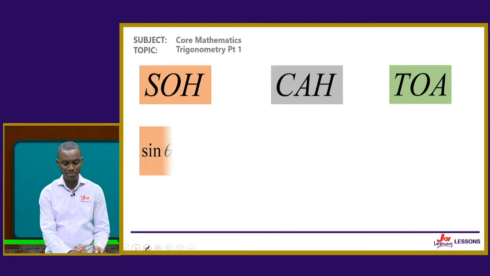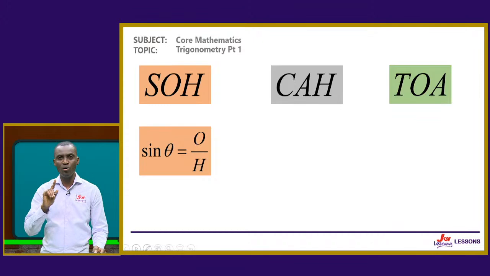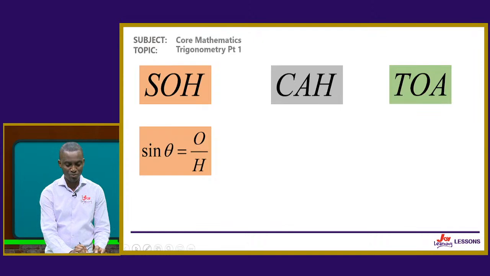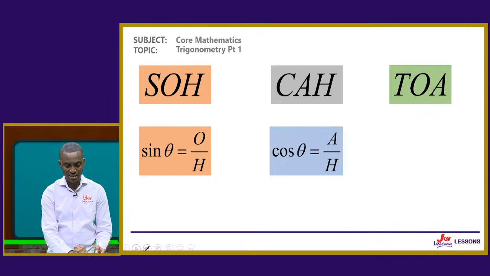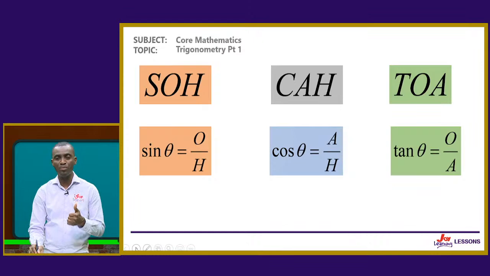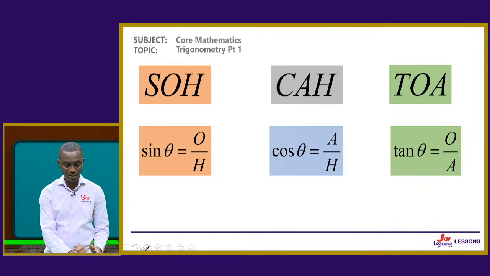SOKATWA simply means that if I'm to define the angle by sine, I'll divide the opposite side over the hypotenuse side. If I'm to find the angle by the cos, or cosine, I will say adjacent over hypotenuse. And the same thing, if I want to define the angle by tan, I will say the opposite over the adjacent side. So if I'm able to take these ratios, I'll get the value of the angle.